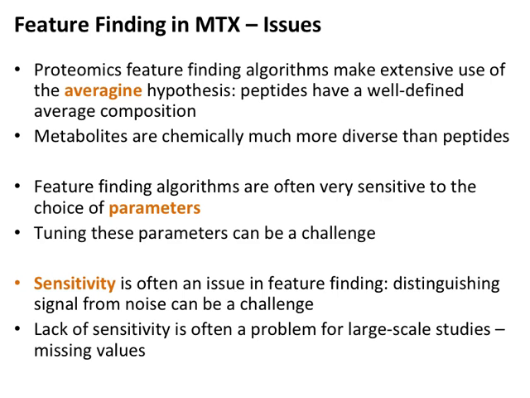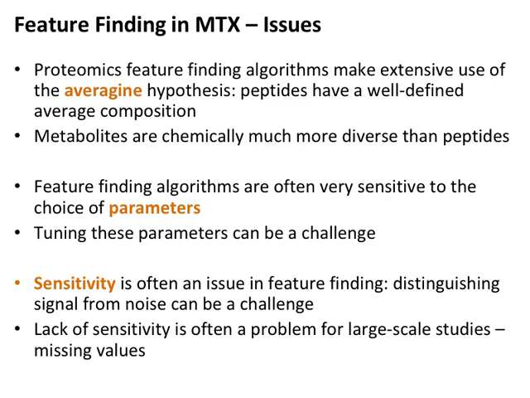So when we try to design a feature finding algorithm for metabolomics, we need to drop this averagine hypothesis because it's just not true. Metabolites are chemically much more diverse, and even worse, they have a smaller mass, and that means the number of atoms in there is reduced. So you have a different combinatorics. It doesn't average out as much as it does in larger proteins.